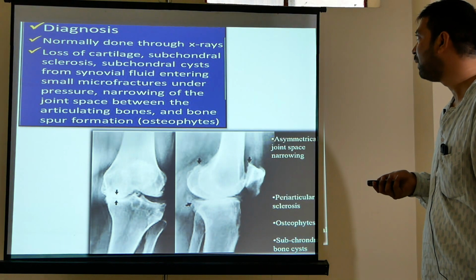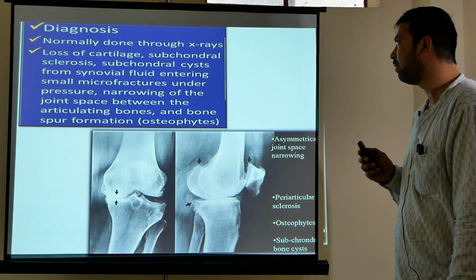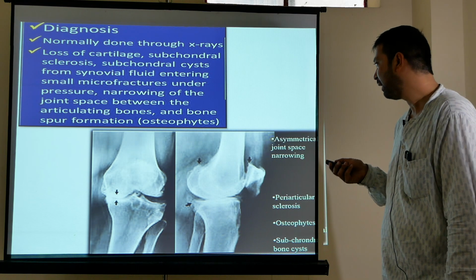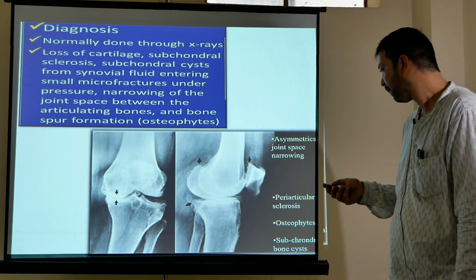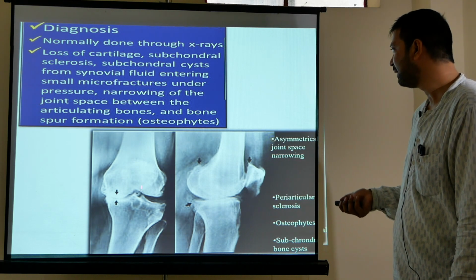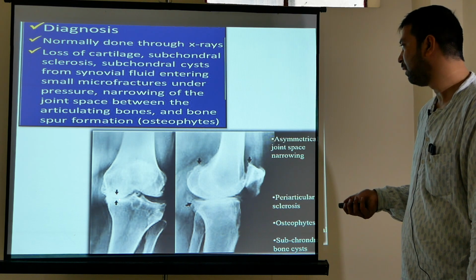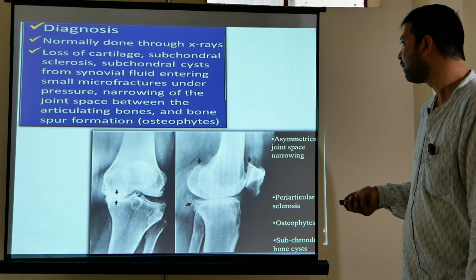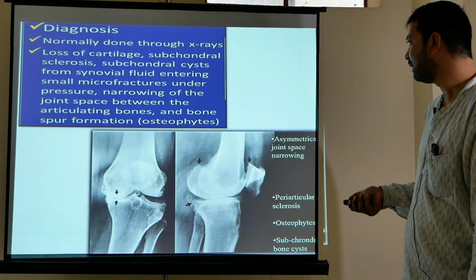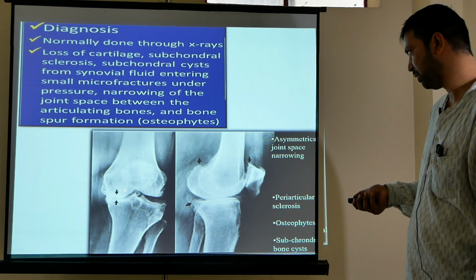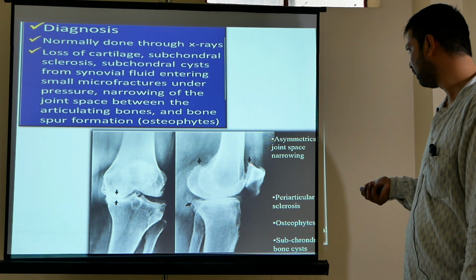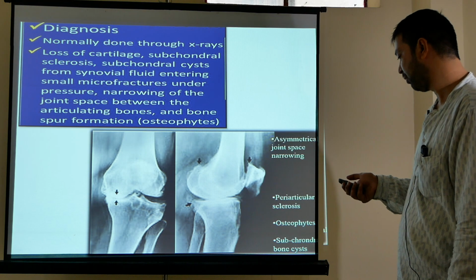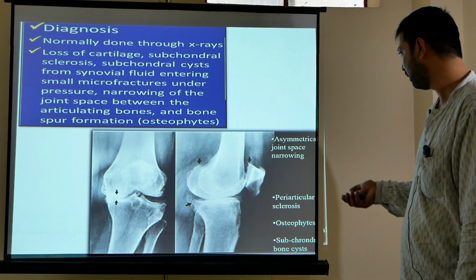Diagnosis is normally done through X-ray. In osteoarthritis, we can easily find osteoarthritic changes in the X-ray. You can see these changes here. This is the medial condyle of the knee joint. You can see in the picture that the joint space is decreased, and there is a variety of bony spur or osteophyte formation in the joint, in the patella, or the femur or tibia.